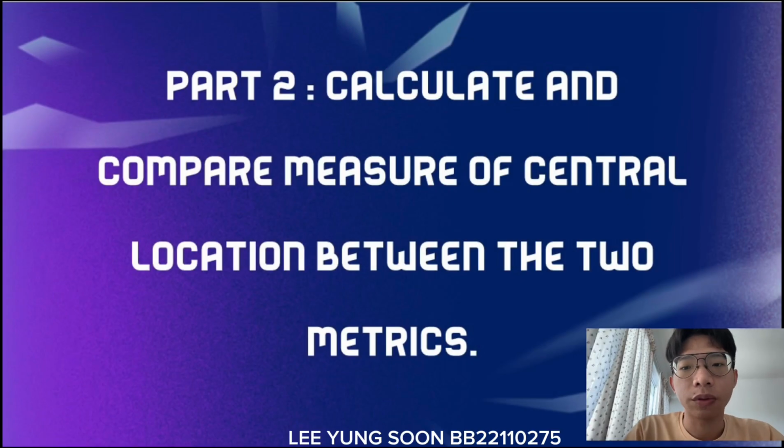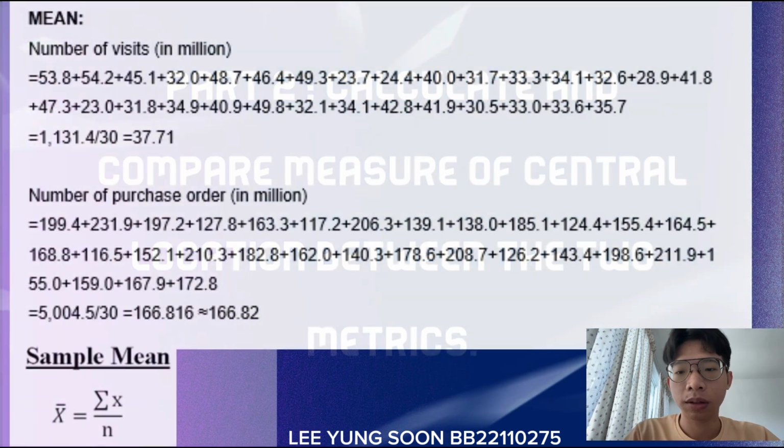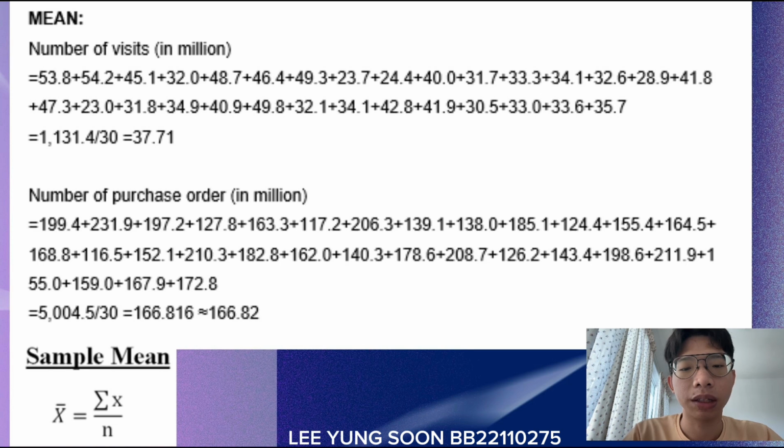Part 2. In this question, we are required to calculate and compare measures of central location. Firstly, we have to identify the measures. To find the central location, there are a few ways to measure, which are the mean, median, and mode. The mean refers to using the formula sum of terms divided by the number of terms. It is often referred to as the average. The mean is sensitive to outliers.